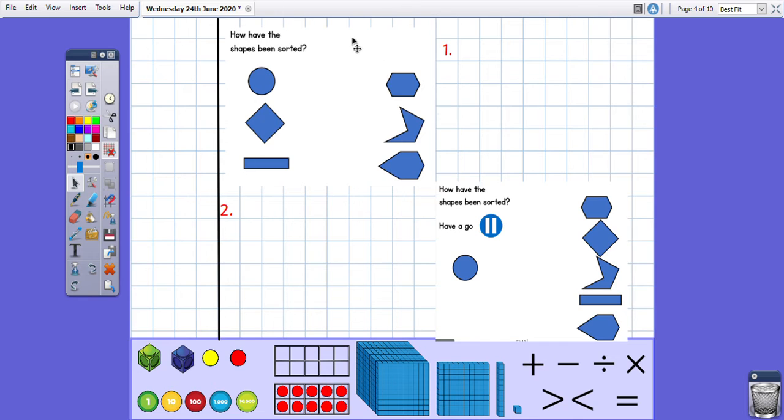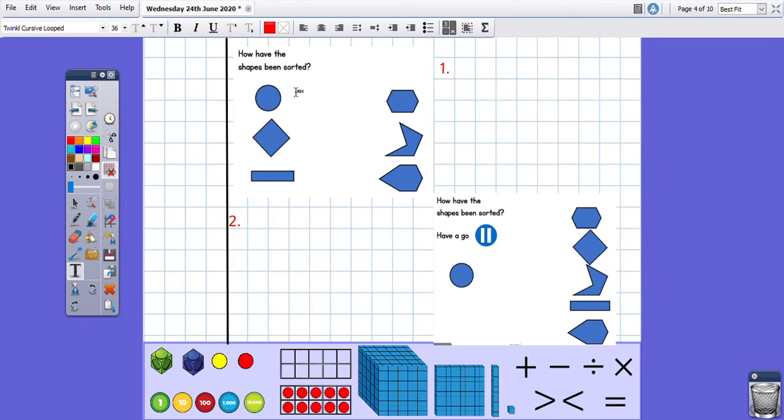So, picture 1. How have the shapes been sorted? You need to have a look at the shapes and decide how they have been sorted. You need to think about their vertices, their sides, what they look like, okay? So let's have a look. Let's count the sides of all these shapes. So the circle has got 1 side. The square has got 4 sides, and so has the rectangle.